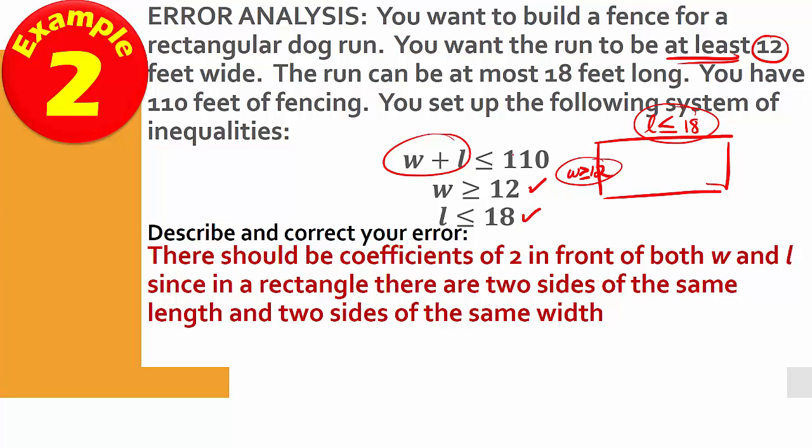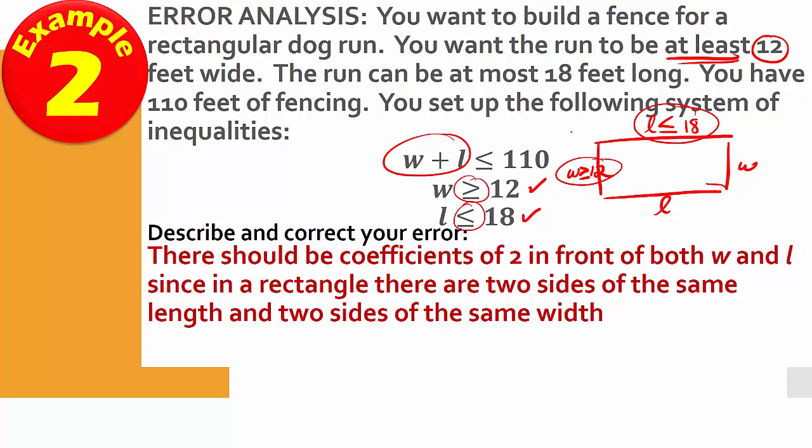Be careful here, because the mistake isn't always going to be the same. The mistake here is there should be coefficients of 2 in front of both W and L, because there's a W here, but there's also one here. There's an L here, but there's also one here. So when we're talking about perimeter, we add up all the sides of whatever it is that we're talking about. So we have 2 W's and 2 L's that have to be less than or equal to 110. The mistake could be in the symbols, so you do need to be aware.